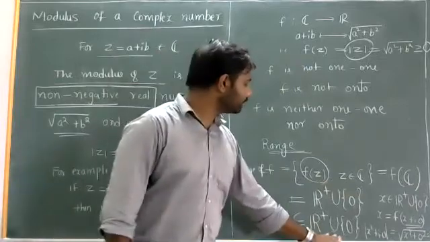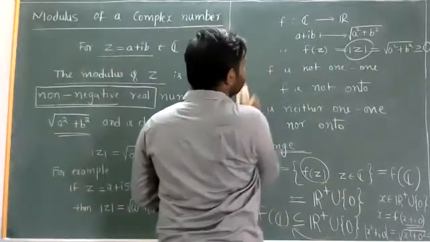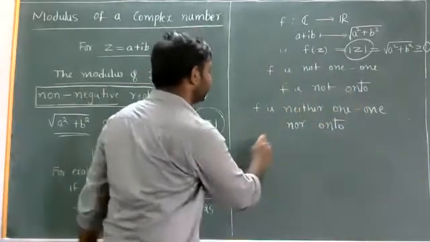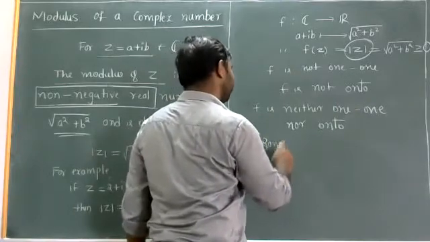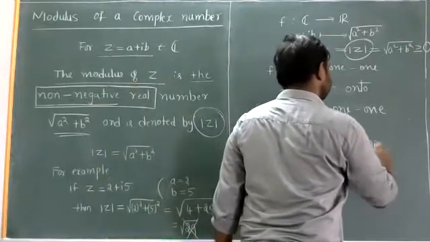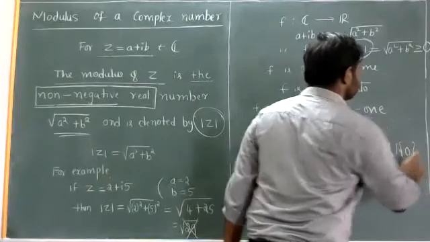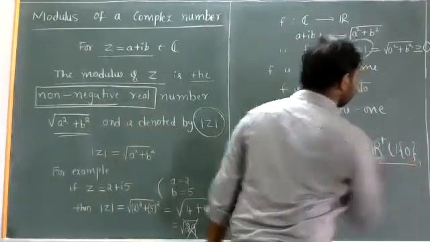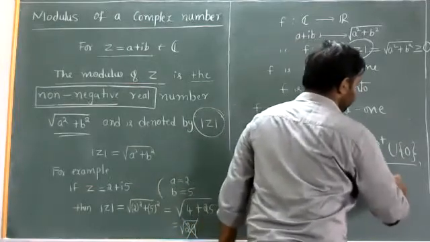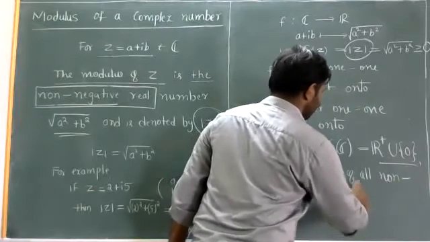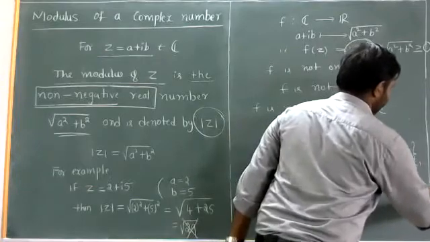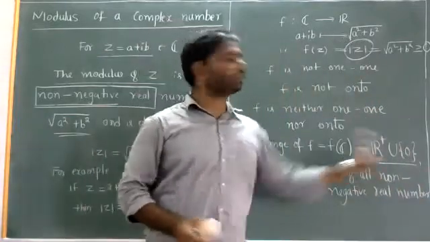That means this is nothing but the range. So we got this. Range of f, it is f of C, is R plus union the singleton {0}. And this set is nothing but the set of all non-negative real numbers. So this is the range of f.